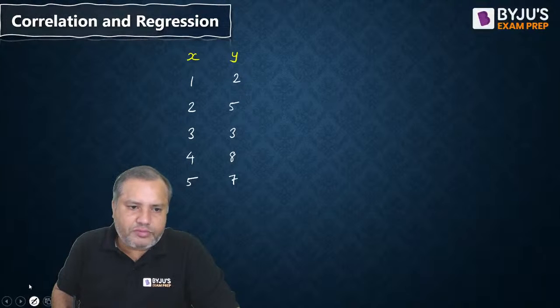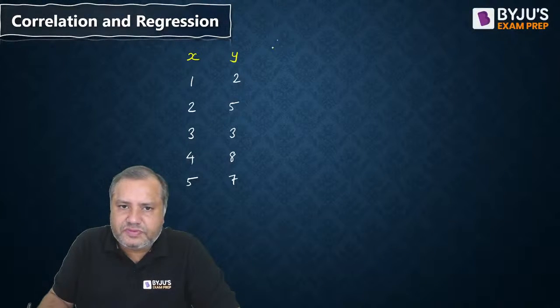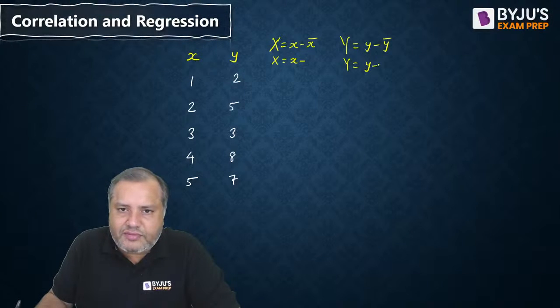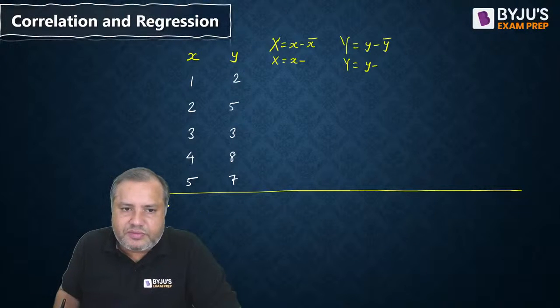Now, in the formula for coefficient of correlation, we have capital X, which is X minus X bar, and capital Y, which is Y minus Y bar. Okay. We need to calculate summation X first.